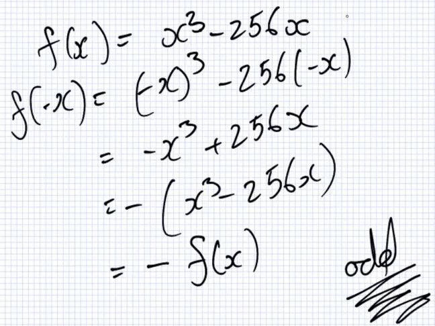Right. Check if this is even, odd, or neither. Even, because f of minus x equals minus x squared minus 256, which equals x squared minus 256, which equals f of x, so it's even. That was stupid.